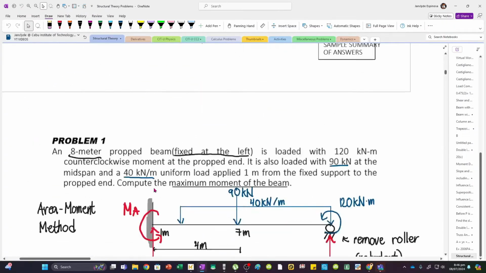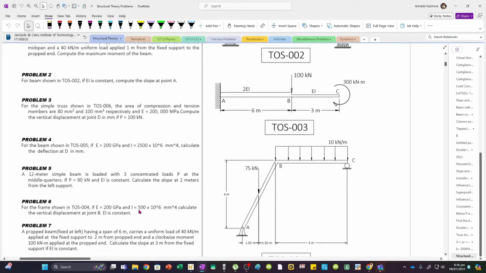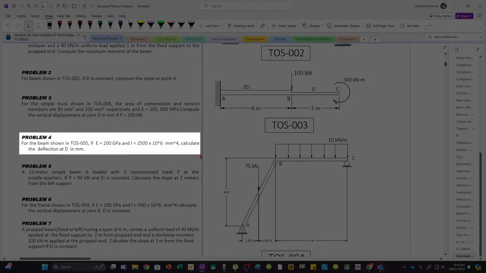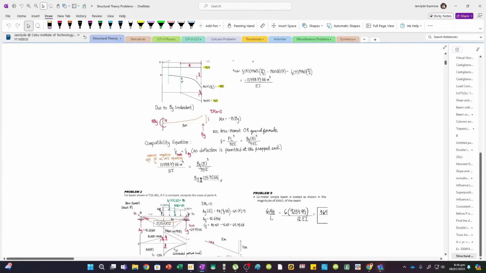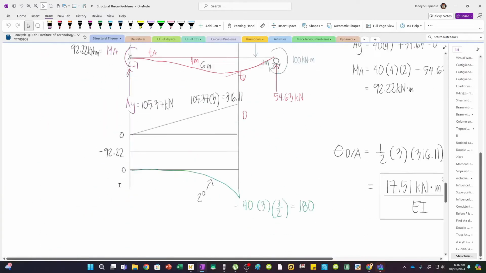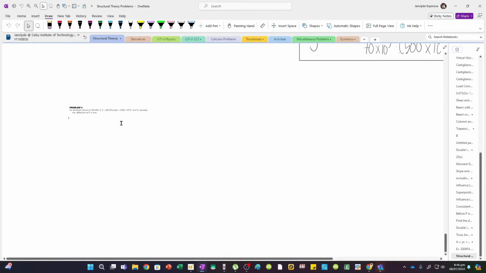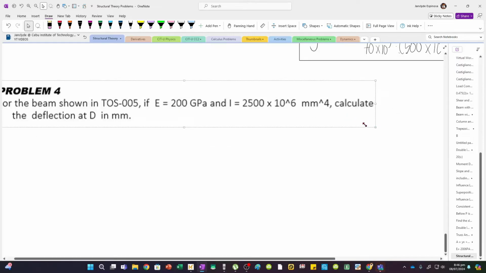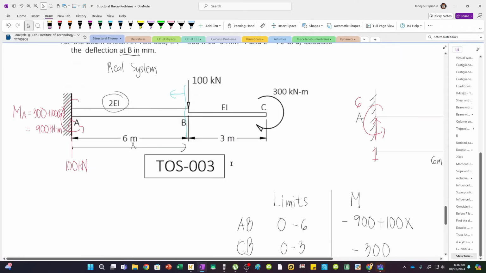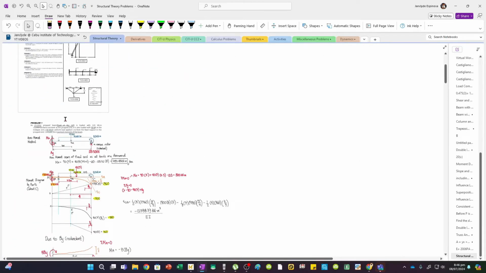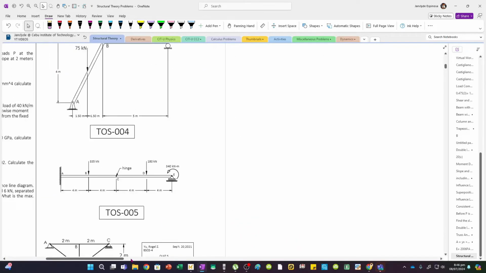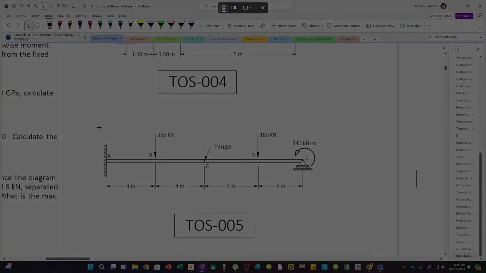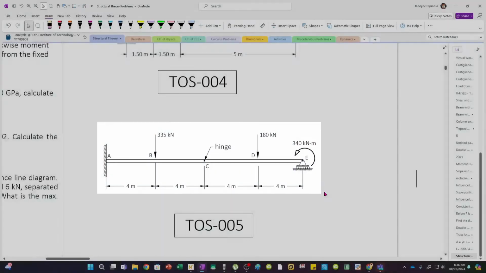So, di pa natin na-solve yung problem 4. So, this is problem 4.